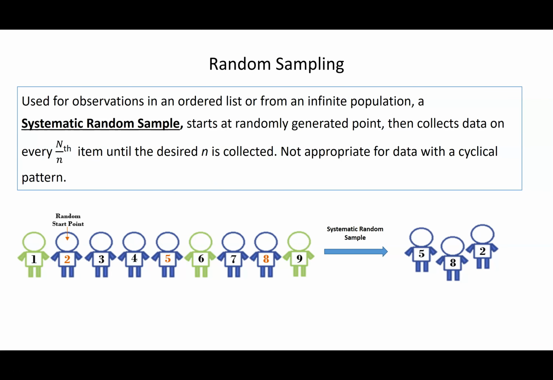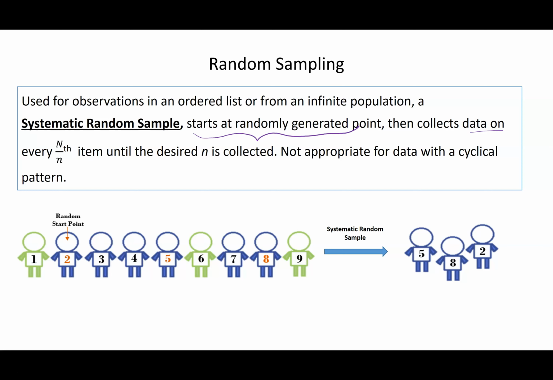So systematic random sample. This is really handy for things that are on conveyor belts, manufacturing, things where things come out in order one by one. People walking by, really, really difficult to do this with. But it's the idea, you start at a randomly generated point, and then you collect data on every capital N over little nth item.